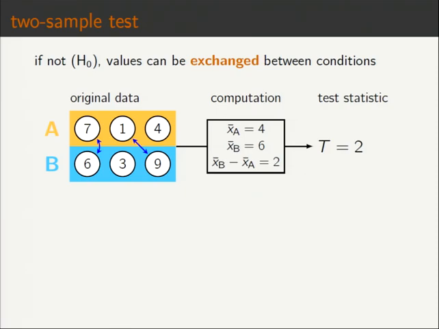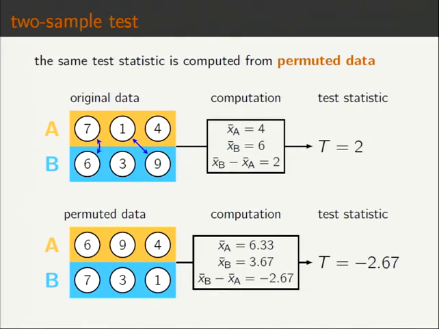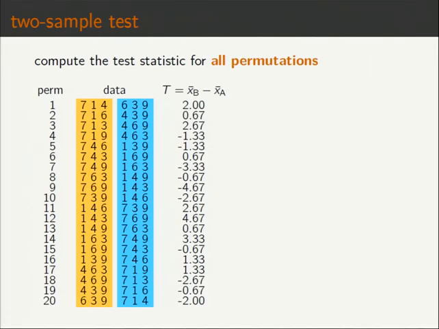If there is no mean difference between the two distributions, or more specifically, if there is no difference between the distributions sample A and sample B have been taken from, then we can exchange values between the two samples. So if we have the original data, for example, we can exchange 7 and 6, or we can exchange 1 and 9. Then we get permuted data, and to the permuted data we apply exactly the same computation, difference of means. In this case, we have a value of minus 2.67.